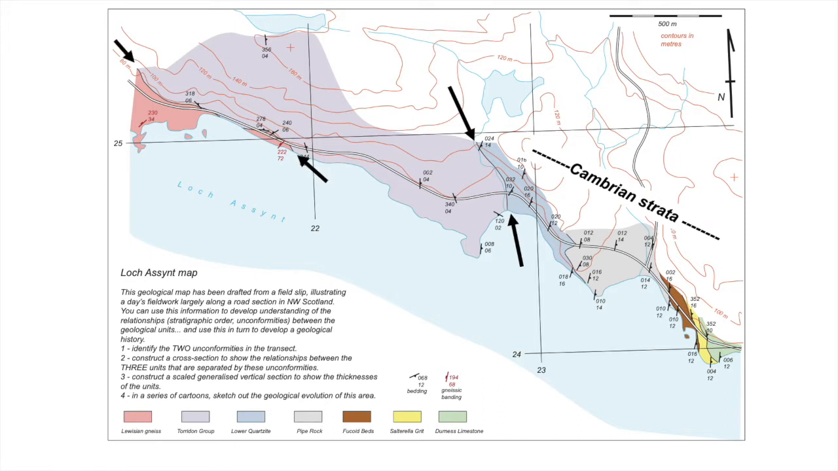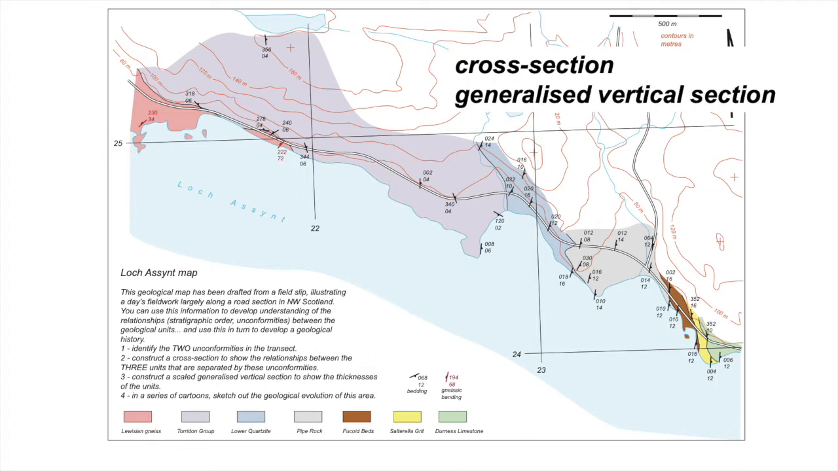One between the Cambrian strata and the underlying Torridon group sedimentary rocks, and then between the Torridon group and the underlying Lewisian gneisses. We'll use that information in the cross-section, and we'll also want to understand the stratigraphic thicknesses of the units. So we'll be drawing a cross-section, and we'll be looking at a generalized vertical section, both products coming from the map.